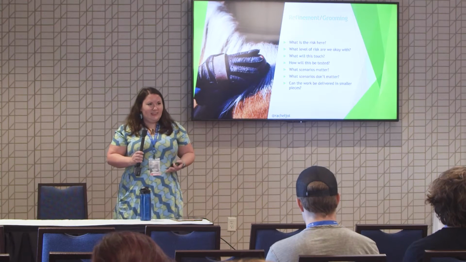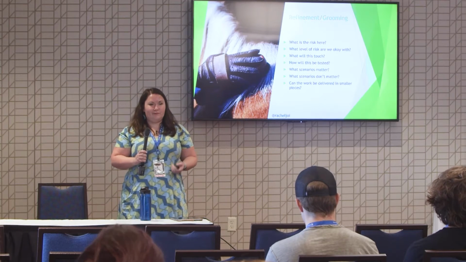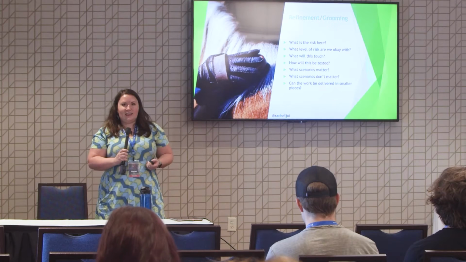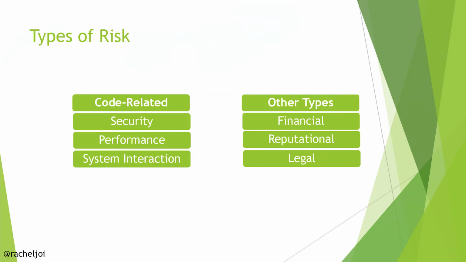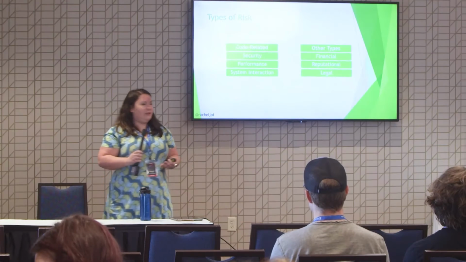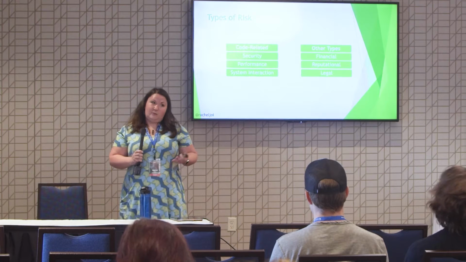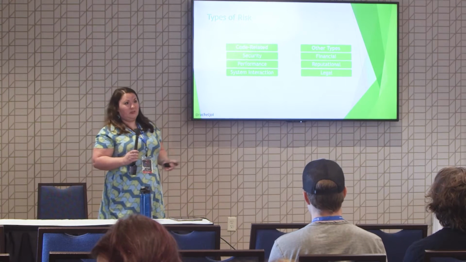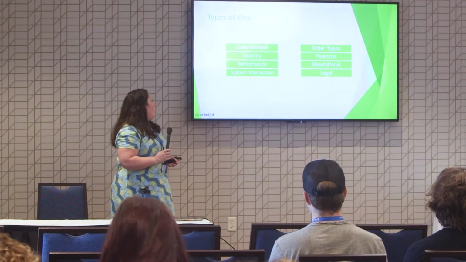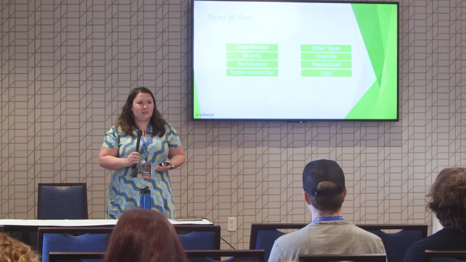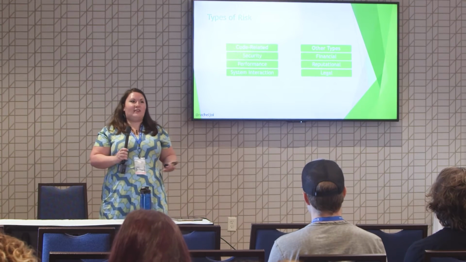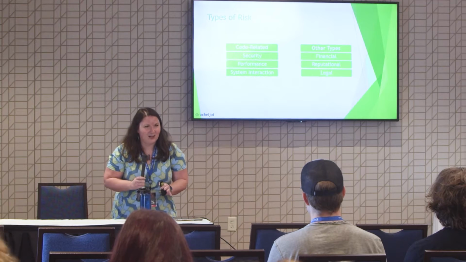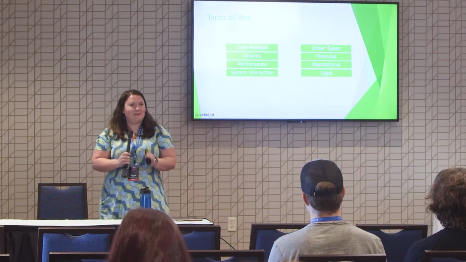So I mentioned risk. This is what we do. There are a few different types of risk. I see technical risks in the code, and then also other risks that we have to consider. So technical risks would be, can someone break into this? Does it really slow down our processes? Or how does this interact with other systems? Is this going to break everything else? We've all been there. We've all had that experience.